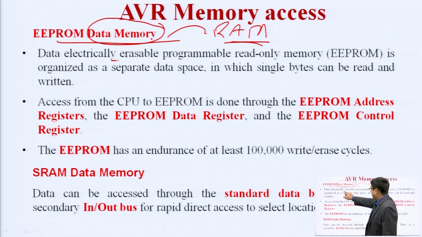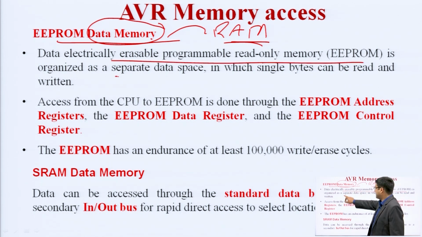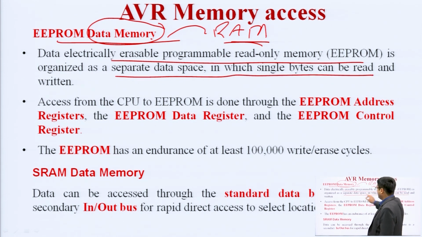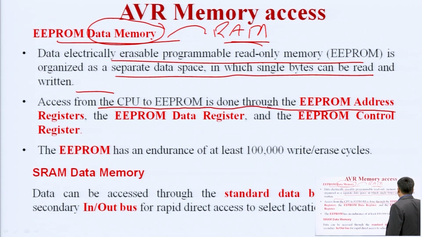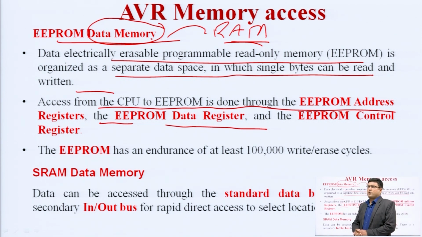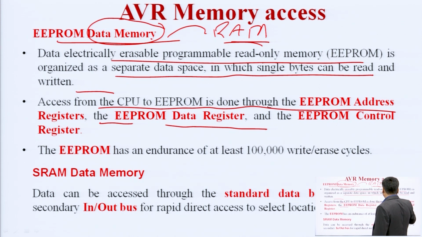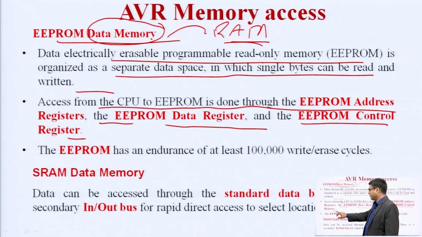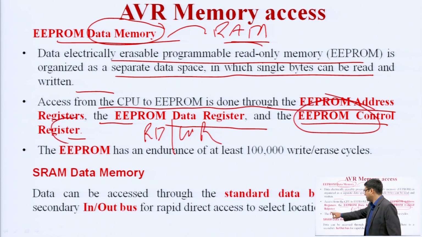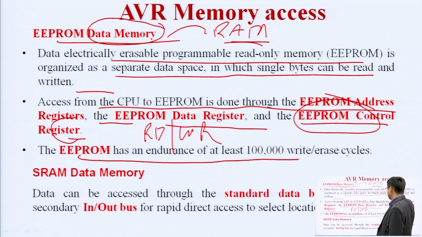Electrically erasable programmable read only memory is organized as a separate data space in which single bytes can be read or written. Access from the CPU to EEPROM is done through the EEPROM address registers and EEPROM data registers. So when we are accessing this type of memory, we need to store the data in the EEPROM address register and EEPROM data register, and these are controlled through the EEPROM control register, whether we read the data or write the data. The EEPROM has an endurance of at least, as we have seen in our previous slide, 100 thousand write or erase cycles.